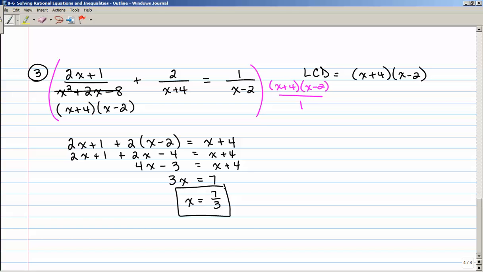So to solve rational equations, we really didn't focus on rational inequalities in this video, but to solve a rational equation, figure out what the least common denominator is and multiply each part of the equation by that common denominator. That will eliminate your denominators, they'll cancel out, and you'll end up with a simpler algebraic expression to solve.